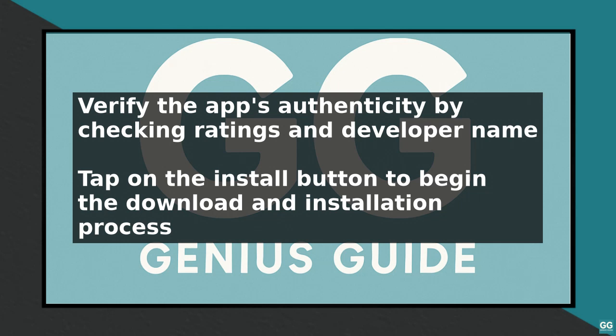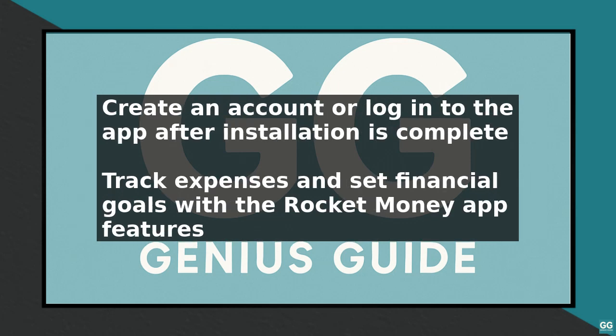In addition to the Google Play Store, you can also find the Rocket Money Android app on the Rocket Money website. Simply visit the website and click on the link to download the app from the Google Play Store. This will take you directly to the app's page in the Play Store, where you can install it on your device.